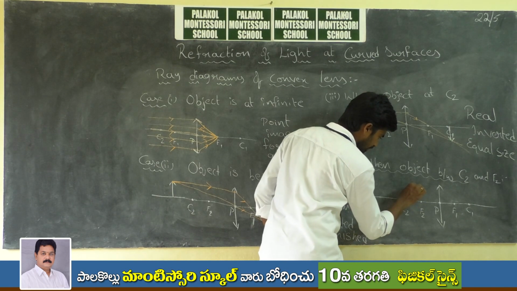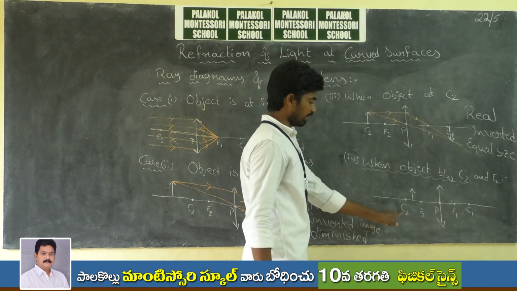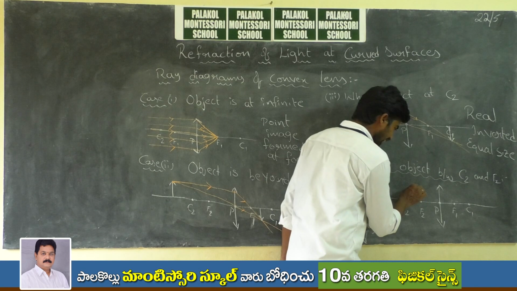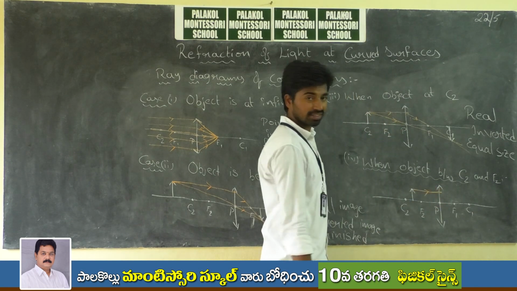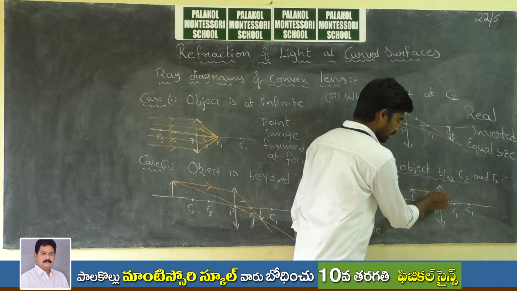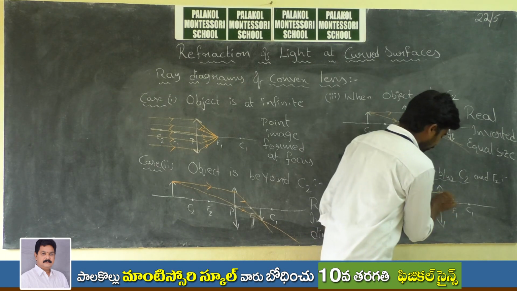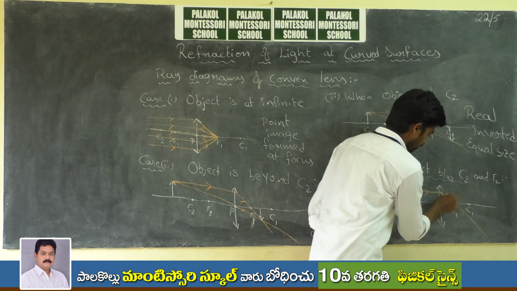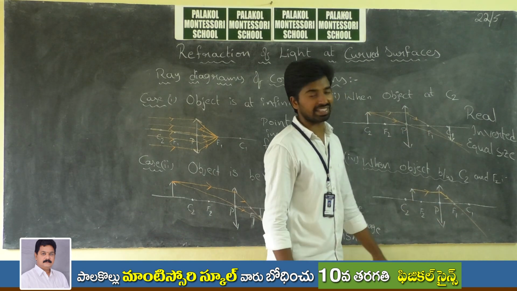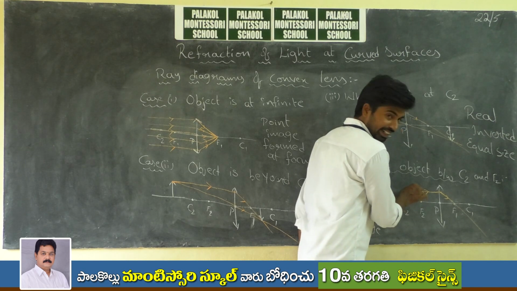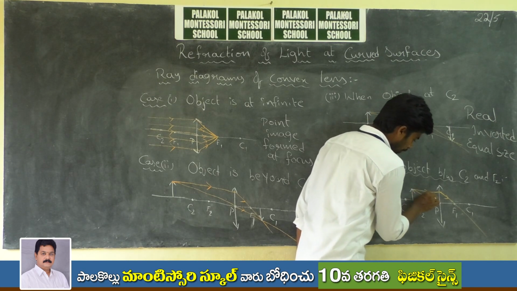Now we are placing the object in between the center of curvature C2 and F2. Draw a light ray parallel to the principal axis, and this light ray will refract in such a way that it passes through the focus point F1. This is the path taken by the light ray parallel to the principal axis. And consider a light ray passing through the pole.